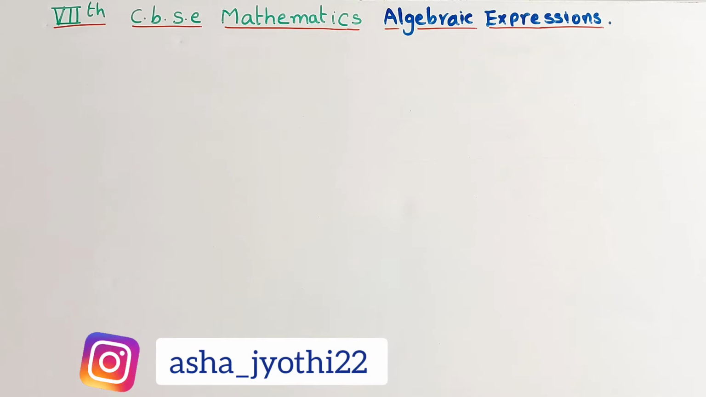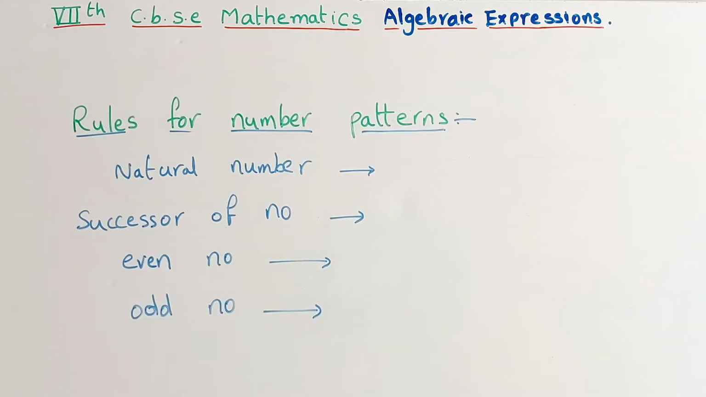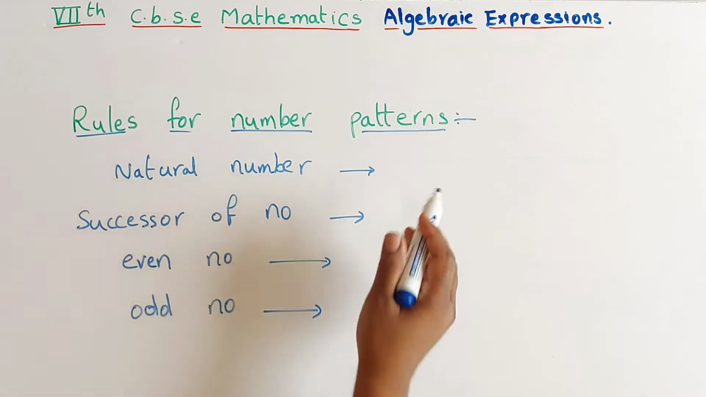We are learning 7th standard CBSE Mathematics, Chapter 12, Algebraic Expressions. Before starting the exercise 12.4 children, we need to know the rules for number patterns.